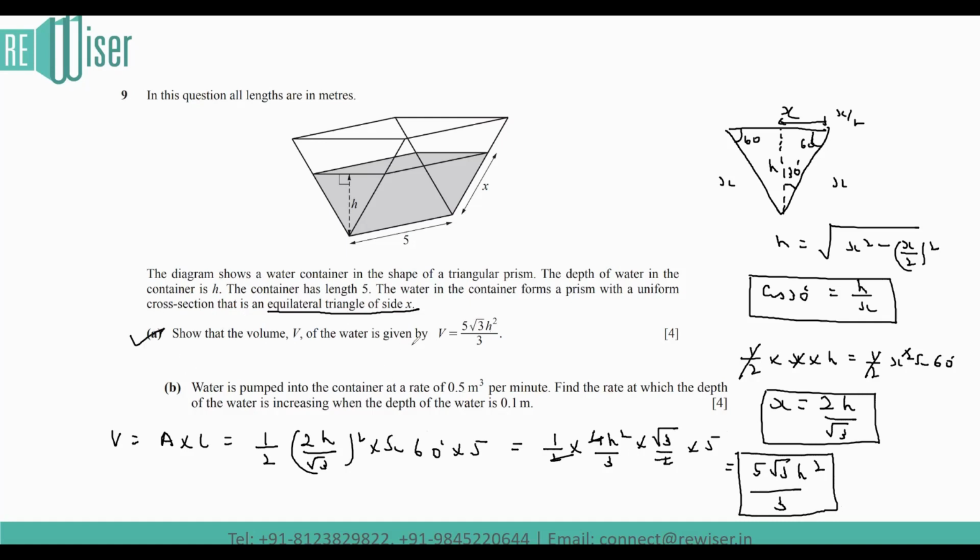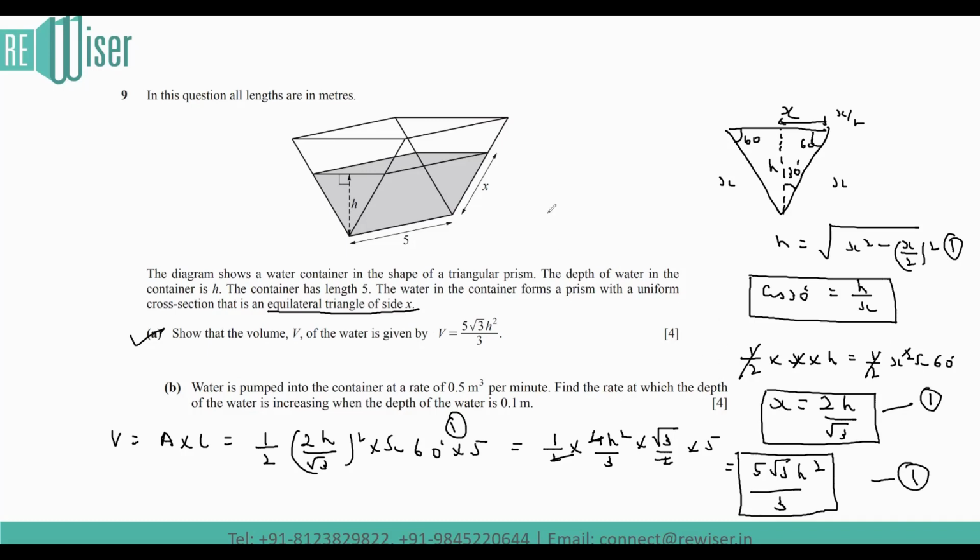Now, if we go by the marking scheme, getting this equation correct, you get 1 mark for this. Writing down the relation correctly between x and h, you get 1 mark for this. Writing down this formula correctly, you get a mark for this, and a mark for the final answer. So this is how the marking scheme for 9A works.